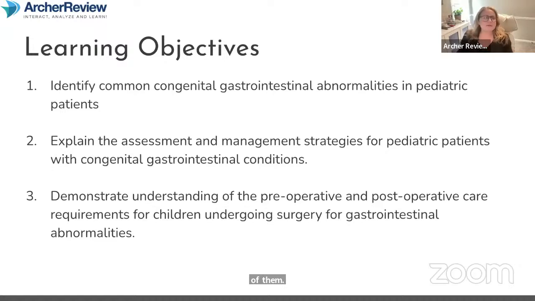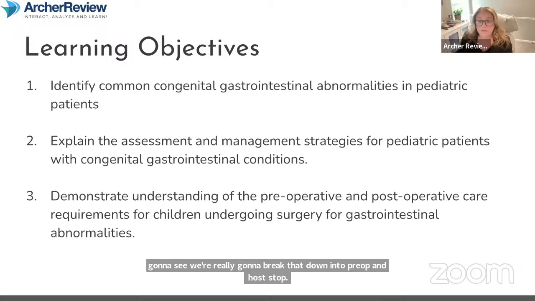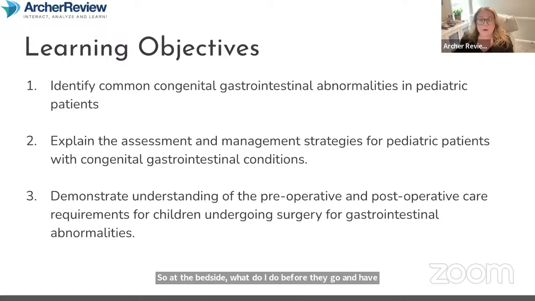I then want you to be able to assess them. I want you to actually be able to look at a child, look at what other things are going on, what's normal and abnormal with these different conditions, and then understand what we want to do about it. And as you're going to see, we're really going to break that down into pre-op and post-op. So at the bedside, what do I do before they go and have surgery? What do I do after? That is what we're going to be jumping into today.